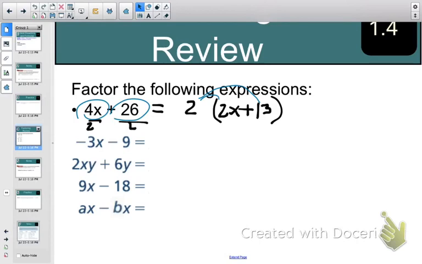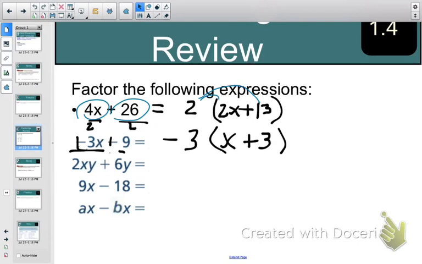Okay. Next one, we have negative 3x minus 9. Okay, now notice we have two negatives here. So we can actually pull a negative out. Okay, and then we look at our GCF. We have 3 and 9. What number goes into both of those? 3 does. So I can pull a negative 3 out. If I take negative 3 out of negative 3x, that'll just be x. If I take negative 3 out of minus 9, that becomes a positive 3. Okay, whenever you take a negative out, all of these signs change. So this will become a positive, this will become a positive. Positive x, positive 3.